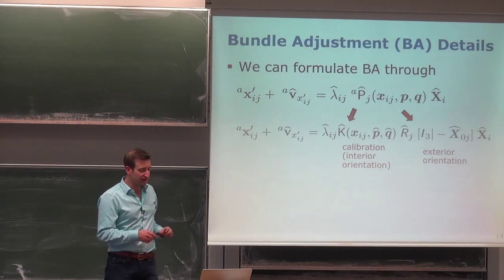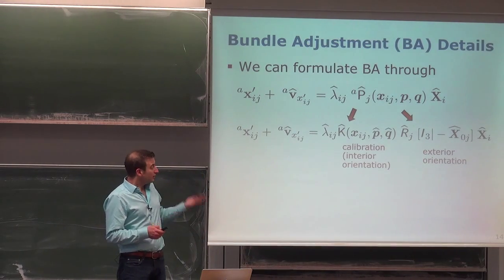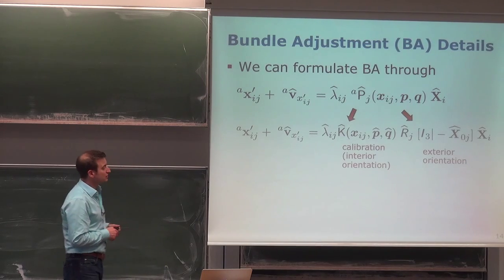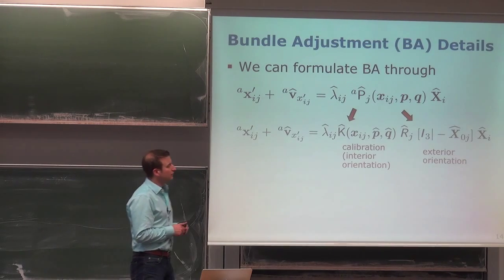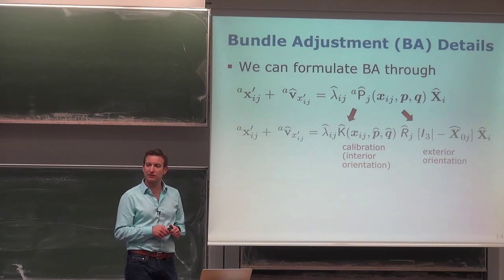The rest is basically the same. Which leads to the next question. If we have this equation, how many unknowns do we have? How many unknown parameters do we have?